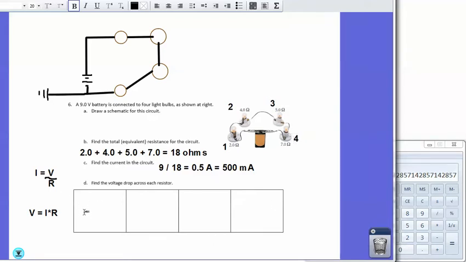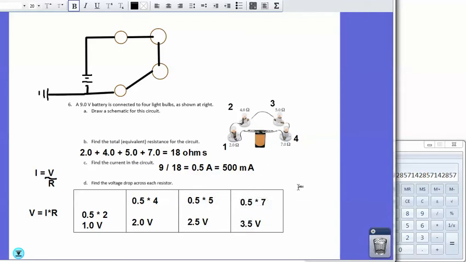So in this case, first problem, our current is 0.5 amps times 2 ohms. That's going to be 1.0 volts. The next resistor is 4 ohms, so 0.5 times 4 is 2.0 volts. The next resistor is 5 ohms, so 0.5 times 5 is 2.5 volts. And then the last resistor is 7 ohms, so 0.5 times 7 is 3.5 volts.